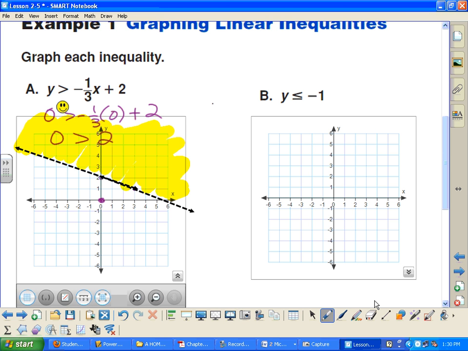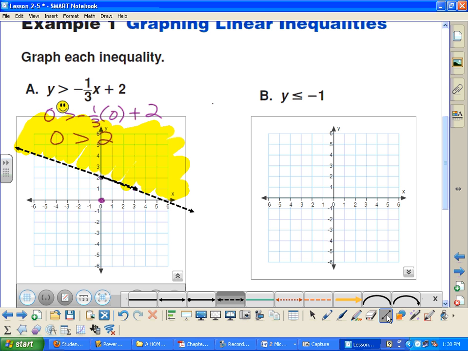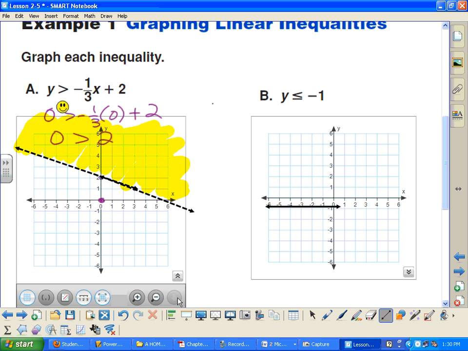Letter B, y is less than or equal to negative 1. Is this a horizontal or vertical line, first of all? It's going to be horizontal, since there's no x there and it's y equals a number. So I'm going to draw a horizontal line at negative 1. And since it has less than or equal to, that means it's going to be a solid line too.